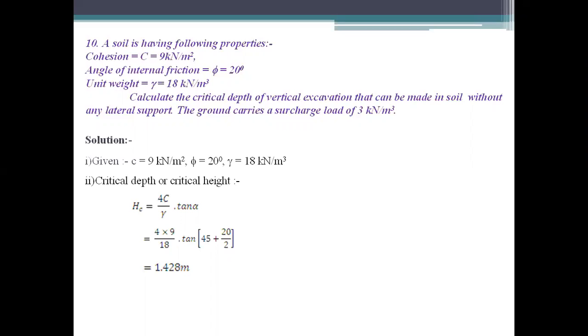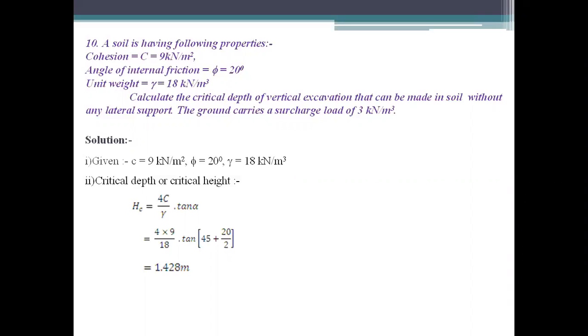So what is given in this problem? Cohesion is given to you as 9 kilonewton per meter square, internal friction angle phi 20 degrees, unit weight gamma equals 18 kilonewton per meter cube. So what is asked? Calculate the critical depth of vertical excavation. Okay, so we have to calculate the critical excavation if it carries a surcharge load of 3 kilonewton per meter cube. If there is certain surcharge loading, then you have to calculate the critical depth.